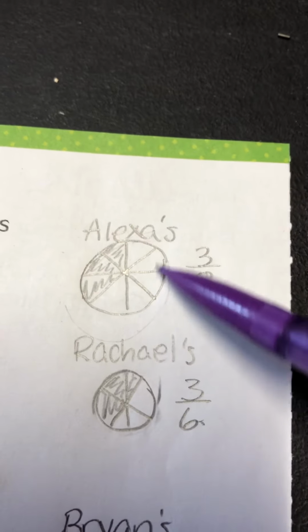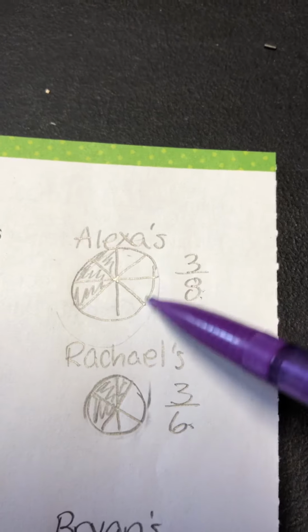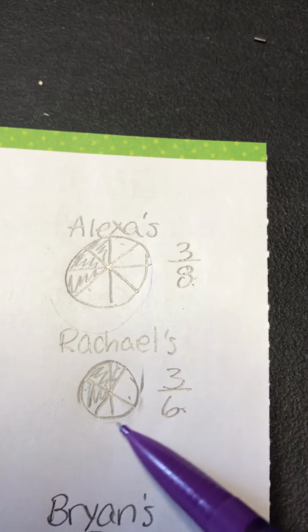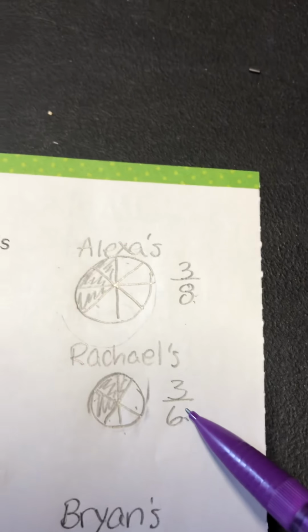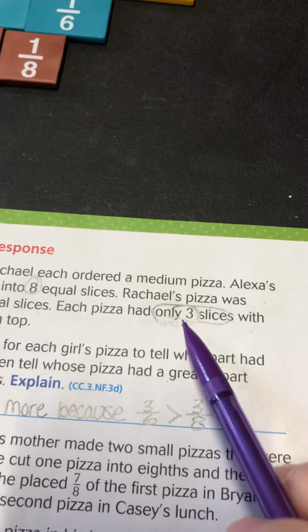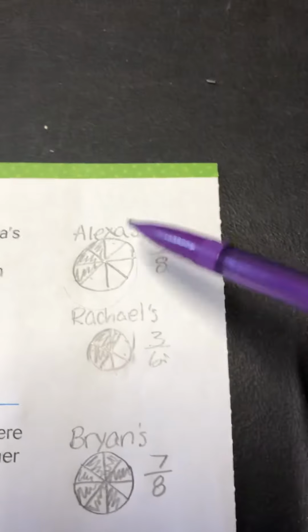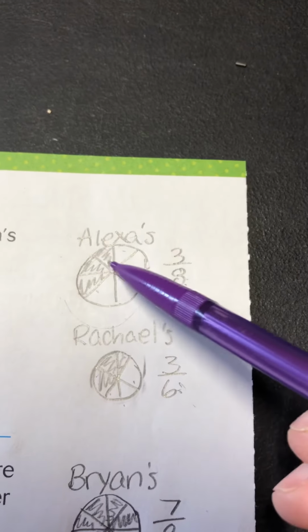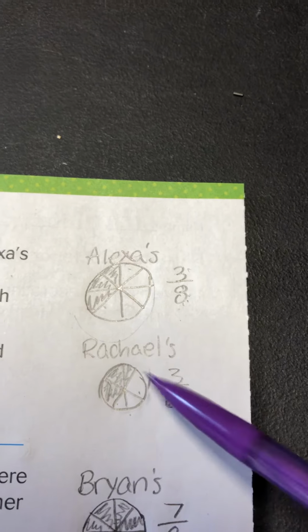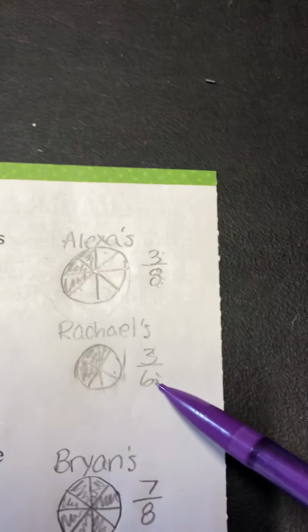So I drew this and it's got 1, 2, 3, 4, 5, 6, 7, 8 pieces. Rachel's pizza has 1, 2, 3, 4, 5, 6 pieces. So I got that information over here. I got my 8 and my 6. Now each pizza had only 3 slices with mushrooms. So I shaded in 3 slices. 1, 2, 3, 3/8. And then I shaded in 1, 2, 3, 3/6.